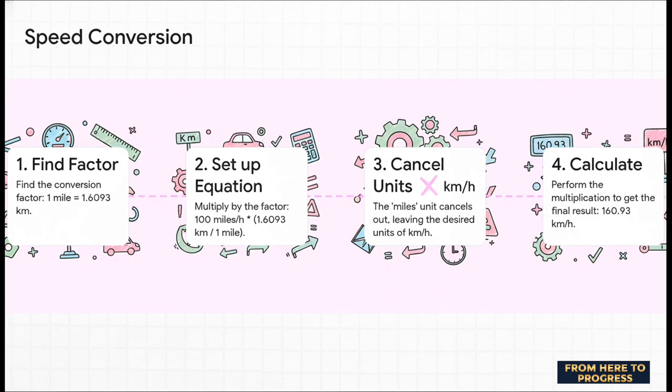Simple enough. Step 2, you set up your math. You take your 100 miles per hour and you multiply it by a clever fraction, 1.6093 kilometers over 1 mile. Now step 3, this is the really cool part. Because you have miles on the top on one side and miles on the bottom of the fraction, they just cancel each other out. All you're left with is kilometers on top and hours on the bottom, which is exactly what we want. Last step, you just crunch the numbers and bam, 160.93 kilometers per hour.